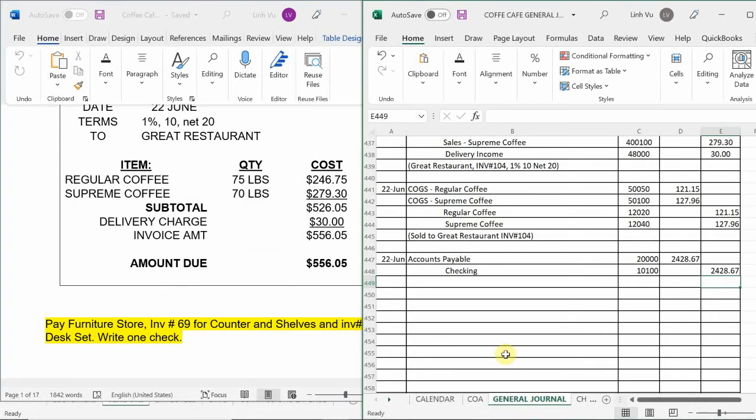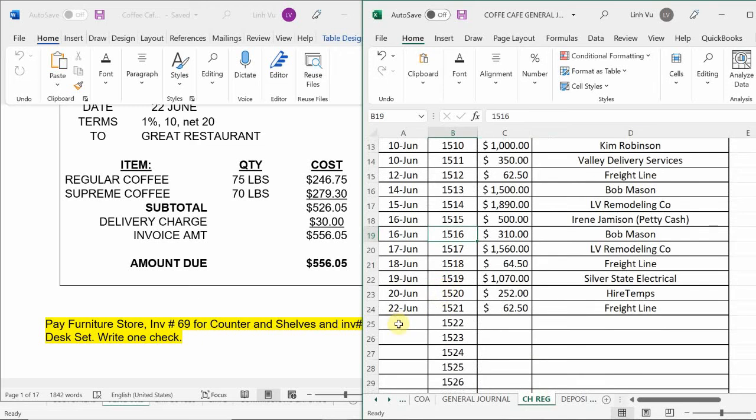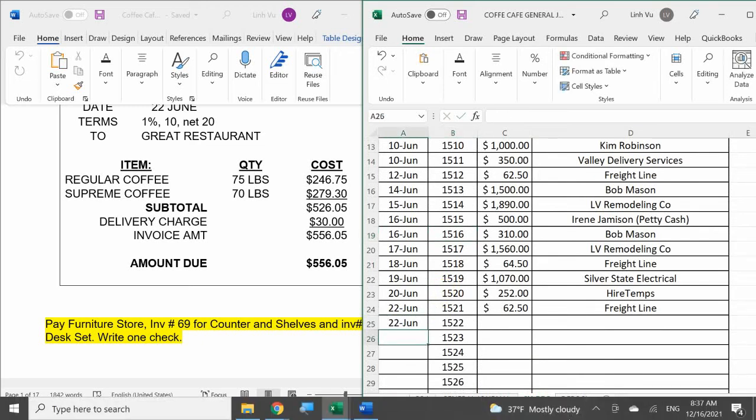Okay, so where do I go next? We gotta go get a check number. So check register. Check number 1522 for 24.28.67. To who? For Furniture Store. Right, good. It's a furniture store. So check number 1522.